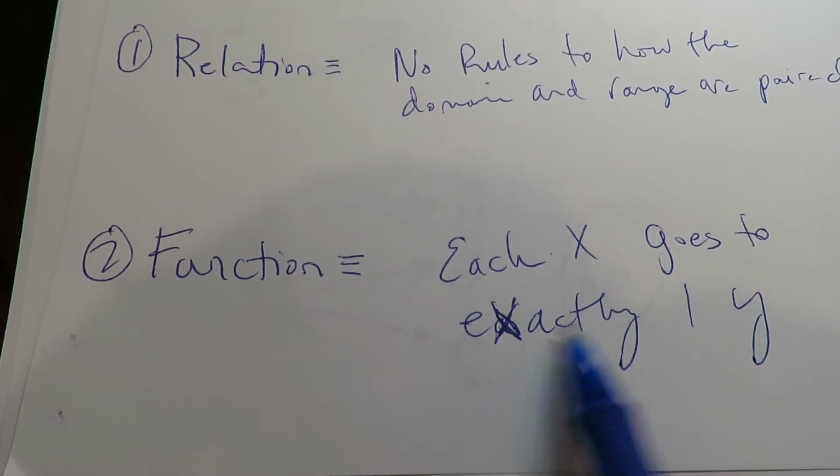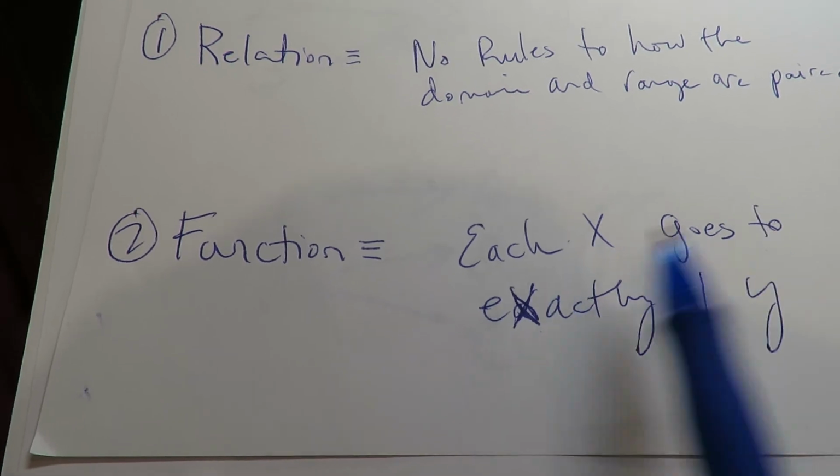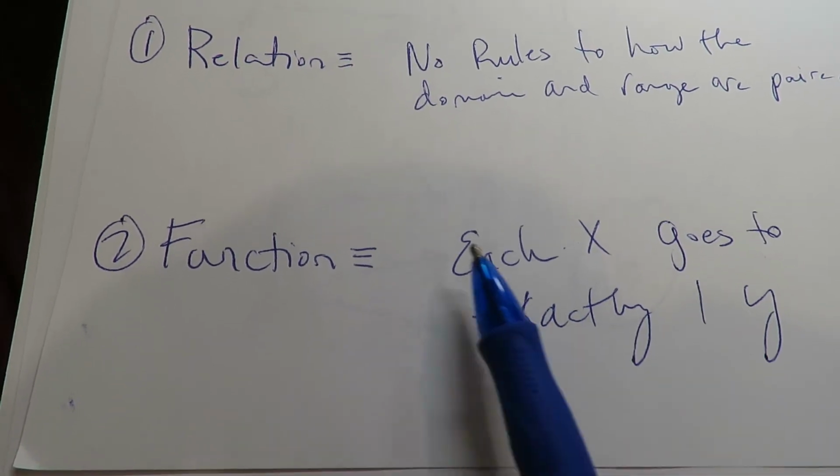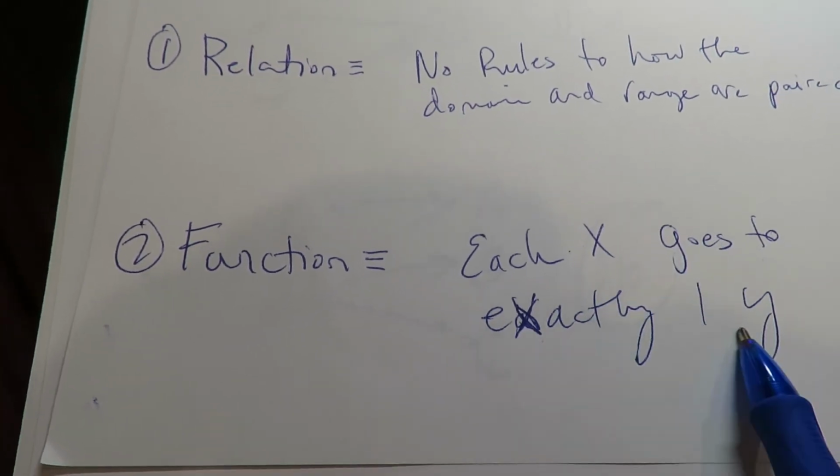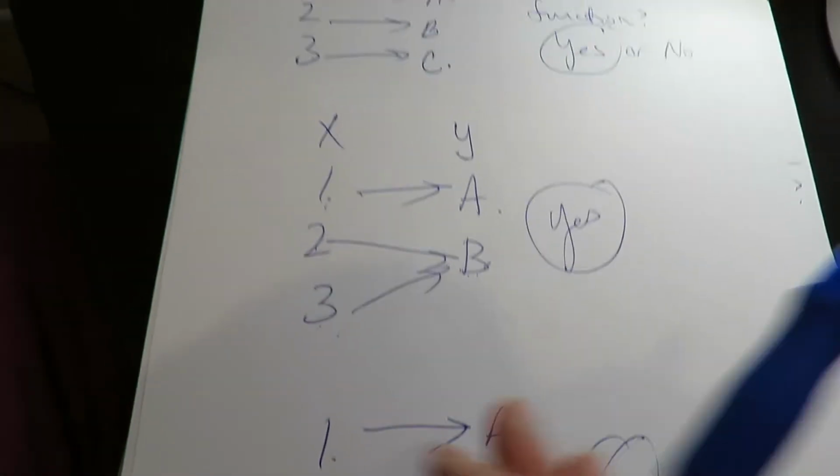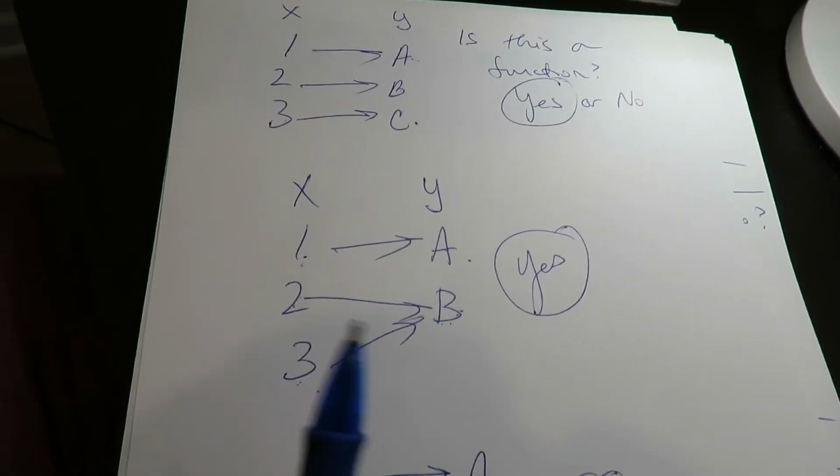Each x goes to exactly 1 y, which means that each input only has one output. That's another way to say it. Each input only has one output. Not 2, not 3. You can't go to an ice cream store and get 5 different flavors, right? Just 1.